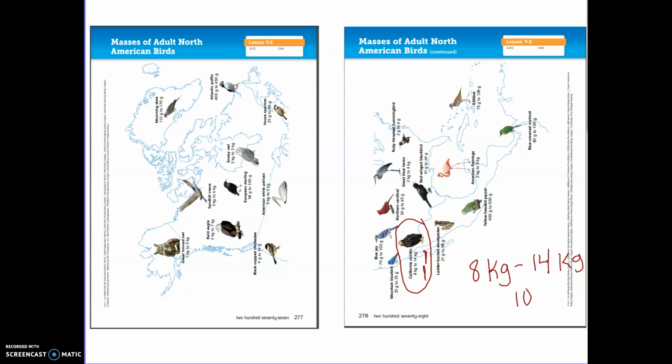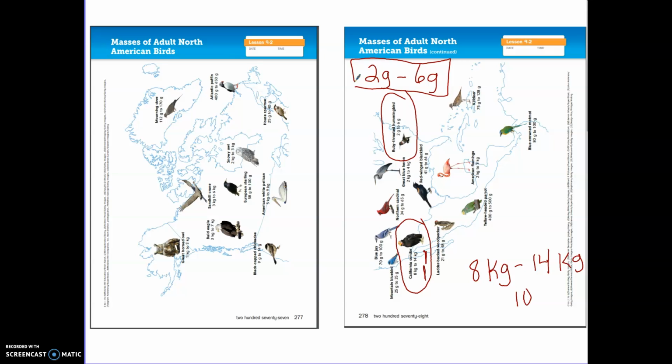Is it reasonable to expect an adult hummingbird to have a mass of 15 grams? So here's the hummingbird. The range is 2 grams to 6 grams. Is it reasonable to think that a hummingbird would have a mass of 15 grams? No, it's not, because 15 grams is outside of this range. It's far greater than the biggest hummingbird, which is 6 grams.